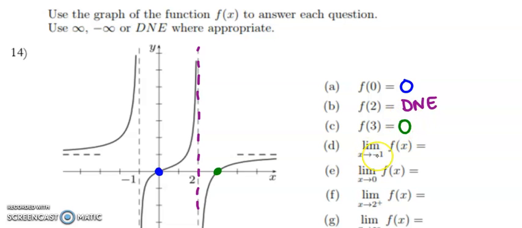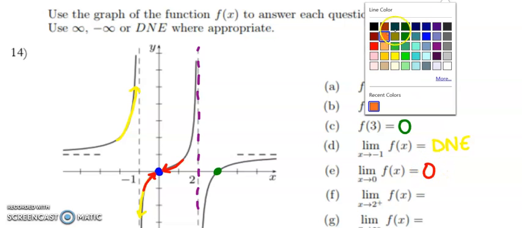The limit as x approaches negative 1 means as I go to negative 1 from the left and the right together, where am I going? I'm going nowhere. DNE. The limit as x approaches 0, so that's from the left and the right, where am I approaching? Both of those arrows are approaching 0.